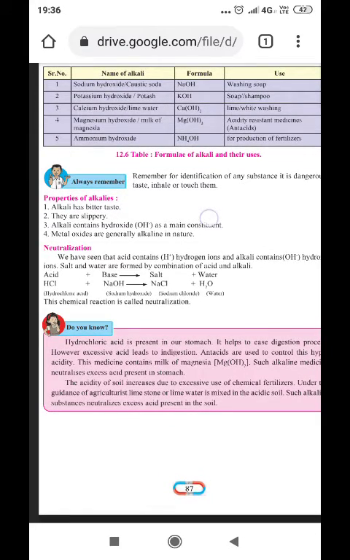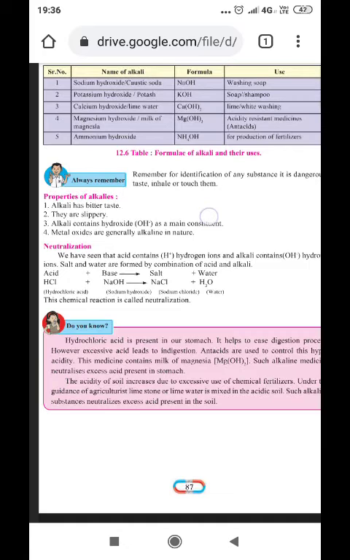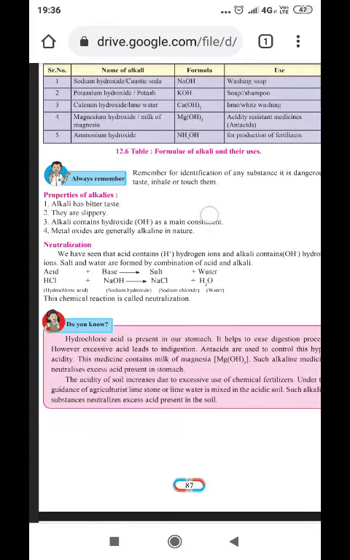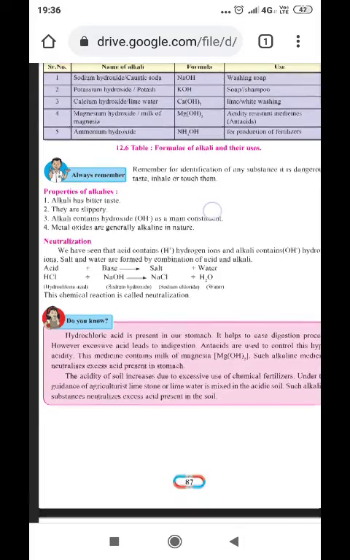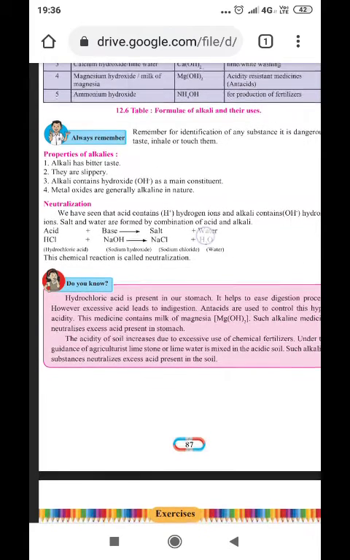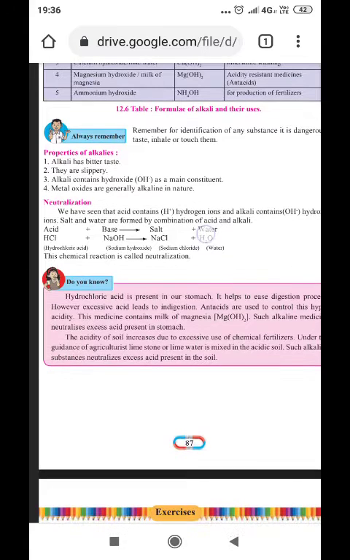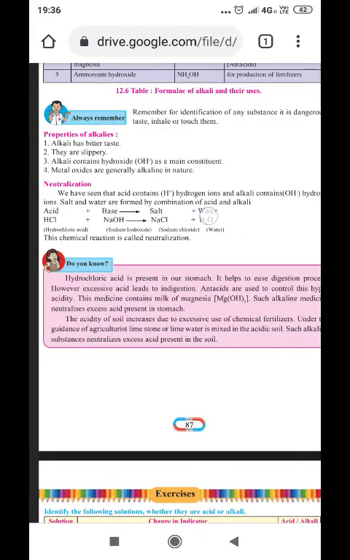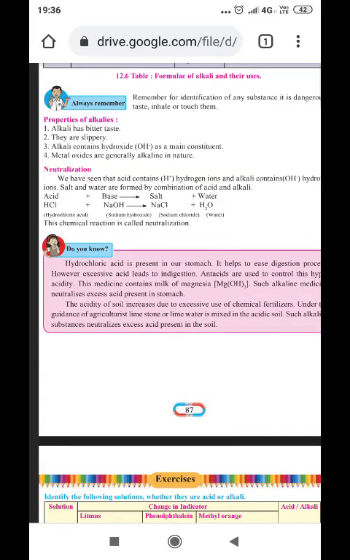calcium hydroxide, also called lime water, whose formula is Ca(OH)2, used for white washing. Then the fourth one is magnesium hydroxide or milk of magnesia, whose formula is Mg(OH)2. Generally used in the medicine of acidity resistant medicines, antacid. Then ammonium hydroxide, NH4OH, for production of fertilizers.